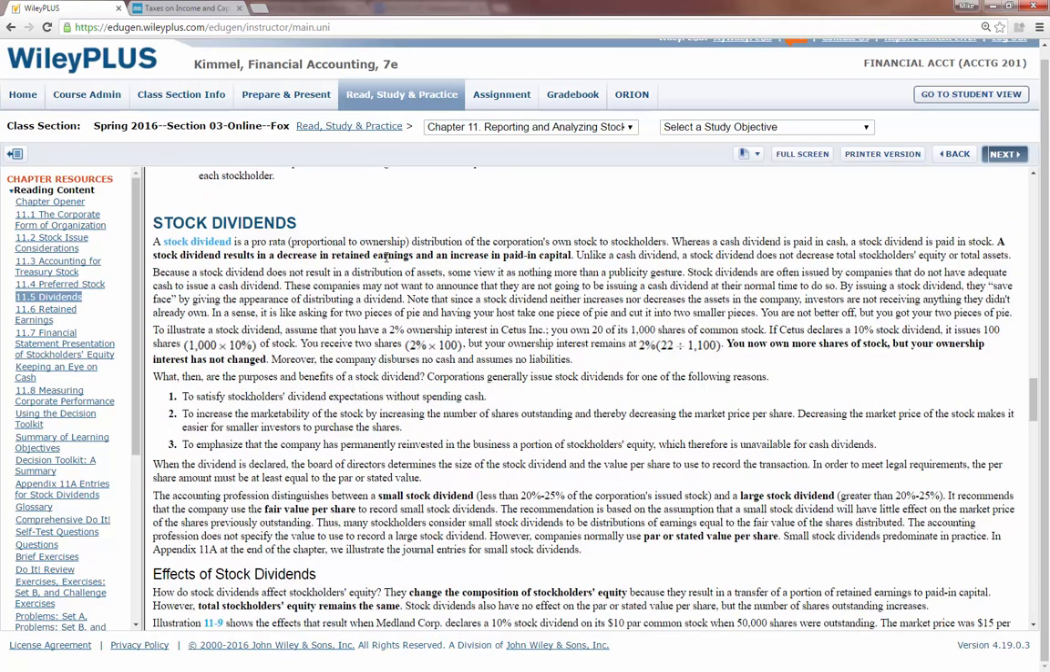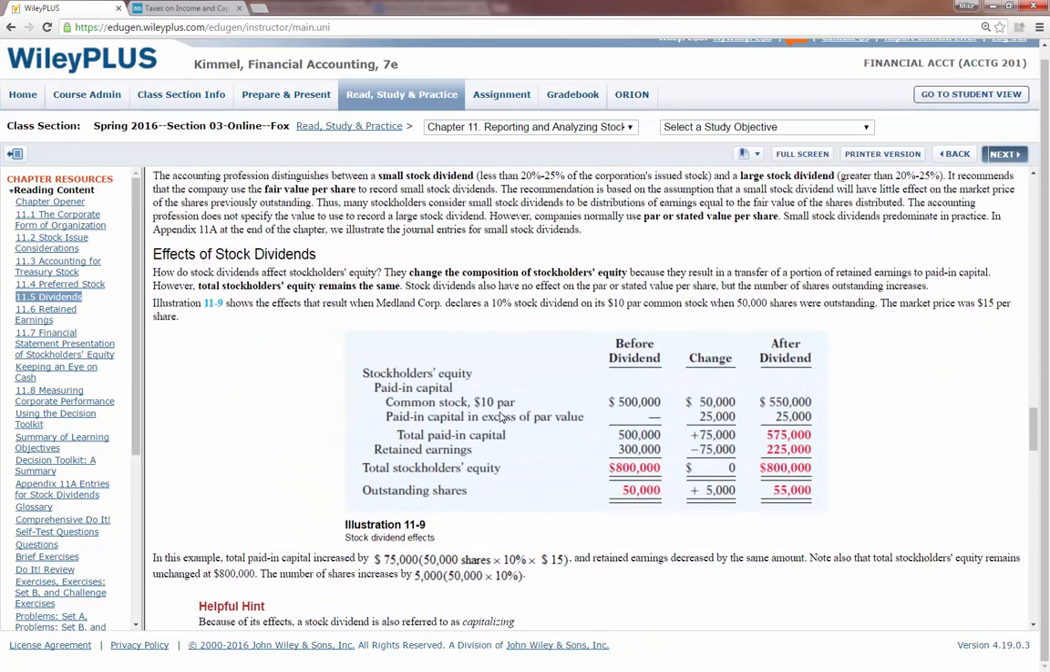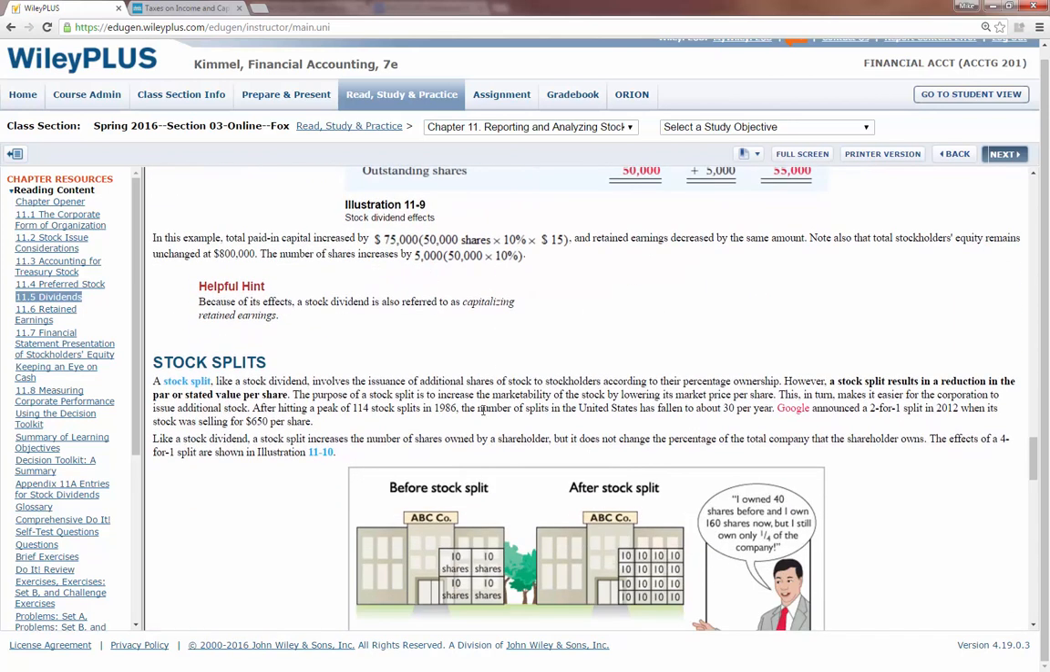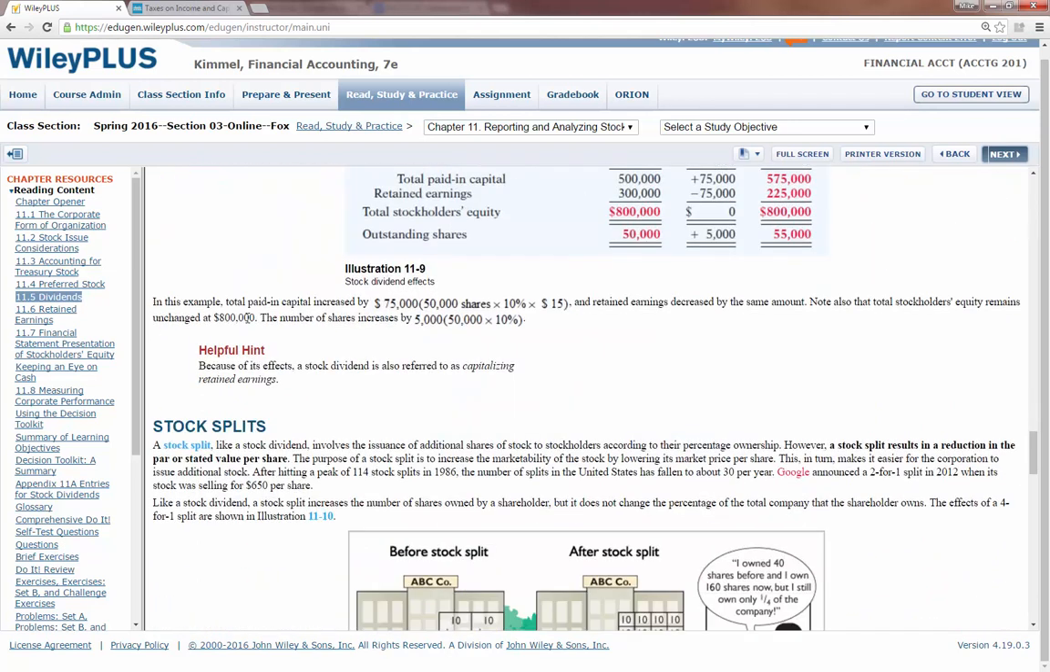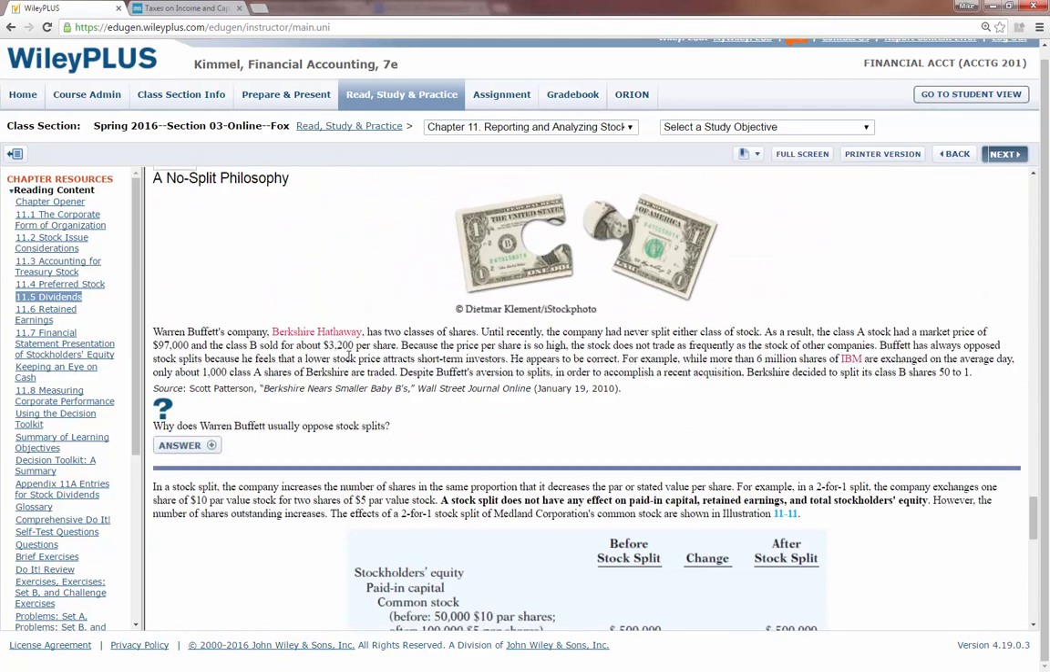A stock dividend, where the dividend isn't paid in cash, but it's paid in stock. And the effects on the balance sheet, that's something you want to know. It was covered in the homework again, so you want to see that. And then stock splits, and the difference between a stock dividend and a stock split. Those are things that you'll need to make sure you know.